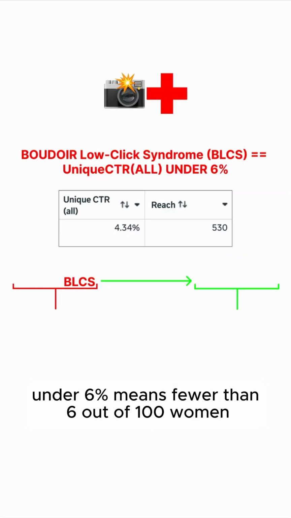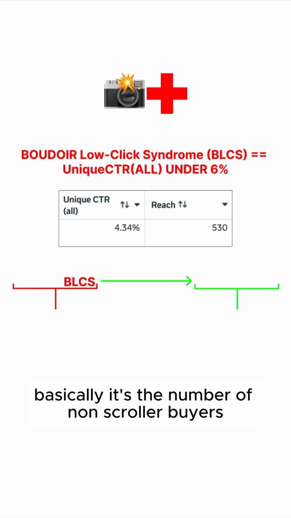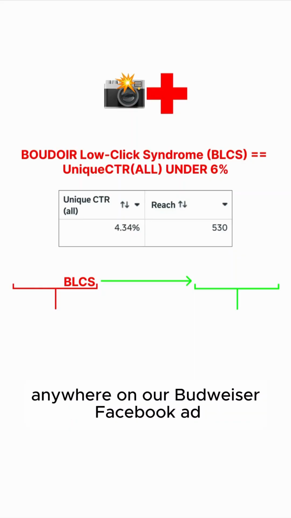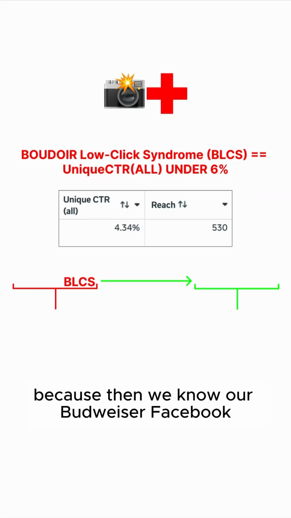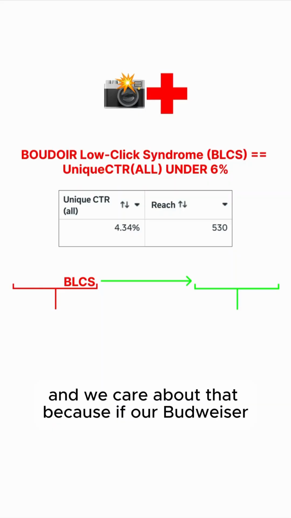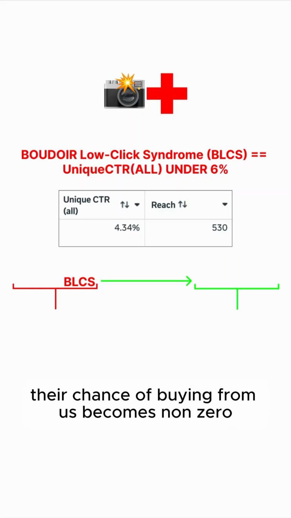Unique CTR under 6% means fewer than 6 out of 100 women are clicking somewhere, anywhere on our Boudoir Facebook ad. Basically, it's the number of non-scroller buyers. And we care about if women click somewhere, anywhere on our Boudoir Facebook ad because then we know our ad has entered their brain. That is the only possible way their chance of buying from us becomes non-zero.